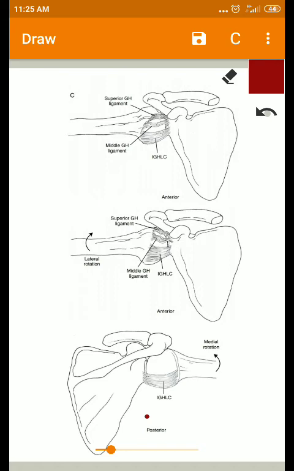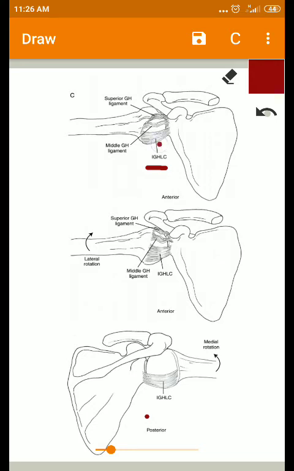Students, welcome back. Now we are going to see the function of the inferior glenohumeral ligament complex. With abduction, the axillary part of the inferior glenohumeral ligament capsule, the slack is taken up. Normally, at the inferior aspect, slack is present.